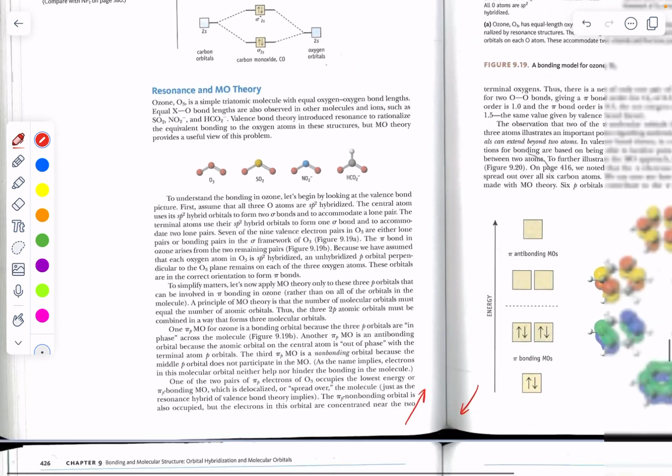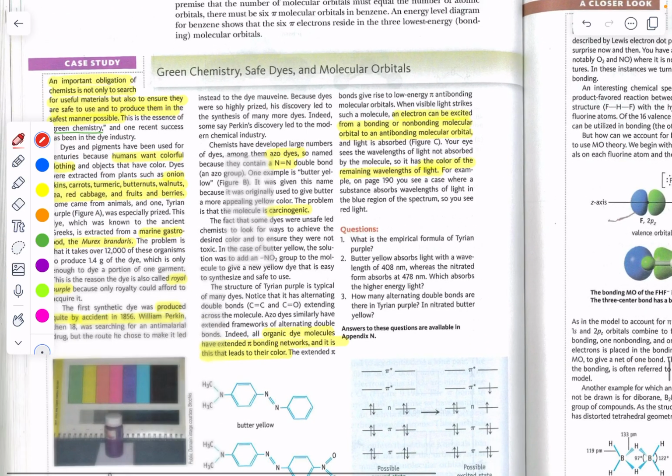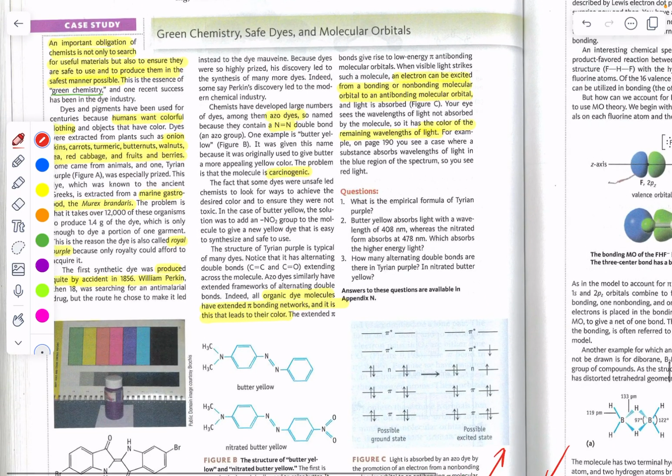We're not going to spend any time talking about resonance, and this is an interesting discussion of safe dyes and molecular orbitals, and how do we explain the azo group, which we find in an awful lot of dyes. We don't use it anymore because it's carcinogenic, which means it can be cancer causing. There's a person in the New Testament named Lydia who was a seller of purple dyes, which means she's probably relatively wealthy. She comes to Christ through Paul's ministry.